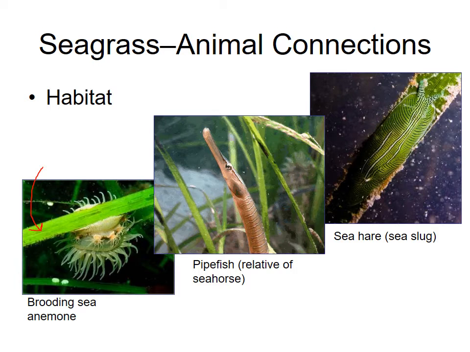This particular type of sea anemone is called a brooding sea anemone because it has asexual clone baby sea anemones that bud off the side of the large central polyp of the anemone, and this one's found in Washington State.